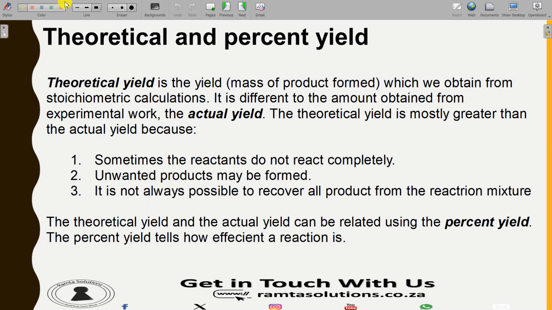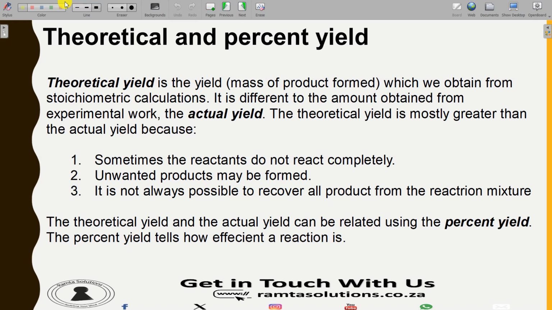So when we talk of the theoretical yield, we are talking of the yield which we obtain from stoichiometric calculations. Those quantities of your product that you calculate using stoichiometric calculations, referring to your chemical reaction, is your theoretical yield. Now, it is different to the amount that we obtain when we are doing experimental work, or in a chemical plant or chemical process.